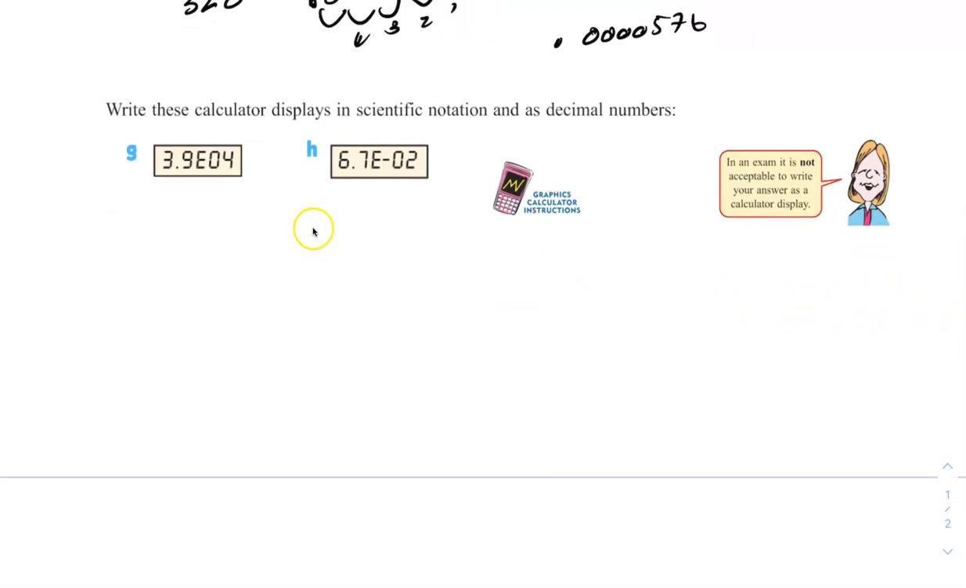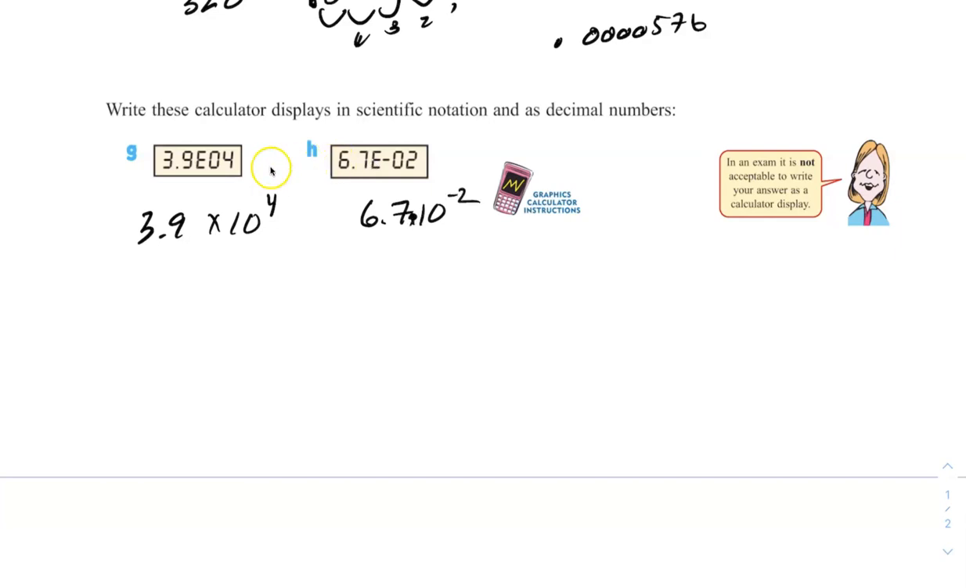Okay, last part of this is sometimes when we do calculator work, we get big numbers in our calculator, and it does scientific notation also. So you can see here, these are examples. It's the exact same idea. This is saying 3.9 times 10 to the 4th. And this is saying 6.7 times 10 to the negative 2.